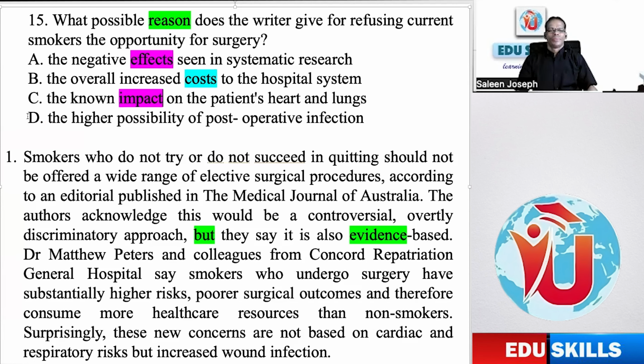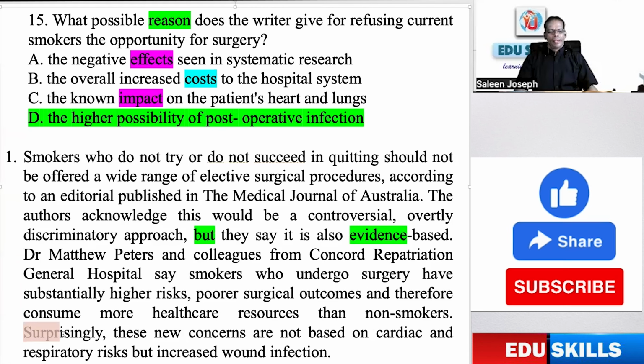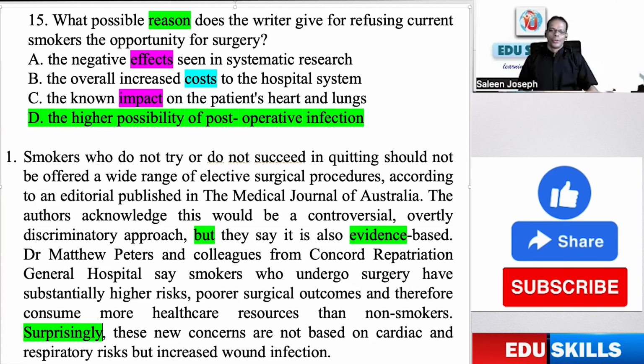Next one, post-operative infection. This is the answer. Where do you find it in the text? Last, increased wound infection. And what is this known as? Here, something I am highlighting, surprisingly. That is reading for emotions, exactly.